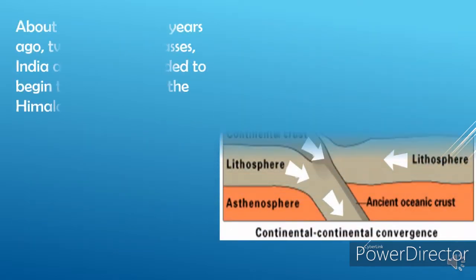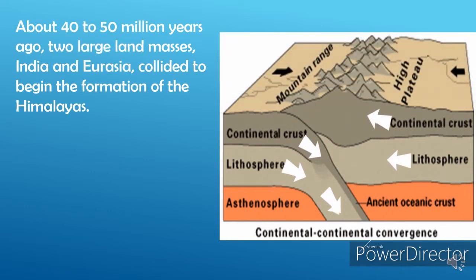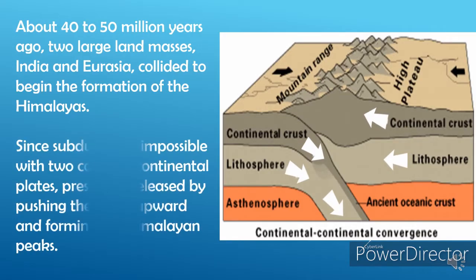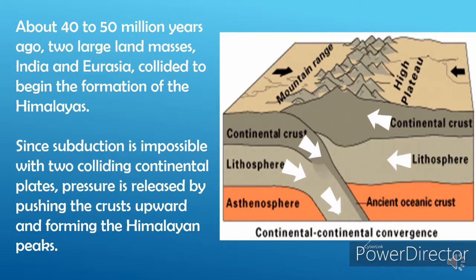About 40 to 50 million years ago, two large land masses, India and Eurasia, collided to begin the formation of the Himalayas. Since subduction is impossible with two colliding continental plates, pressure is released by pushing the crust upward and forming the Himalayan peaks.